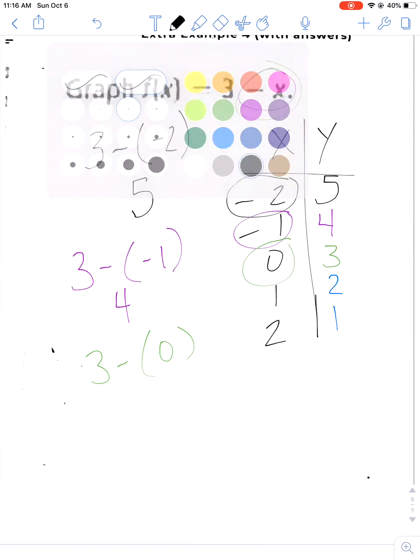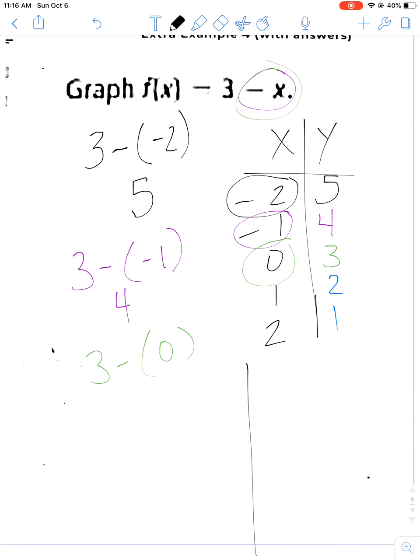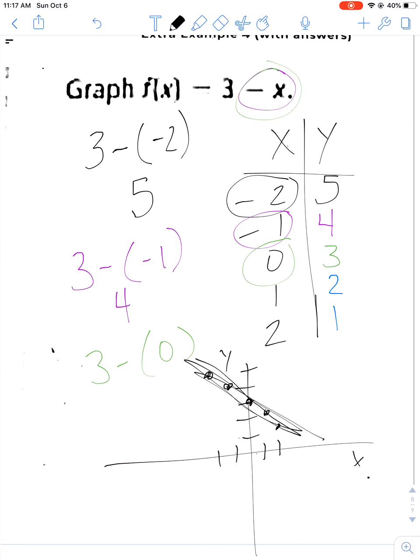Now let's plot those points. Again, this is your x, and this is your y. So I should have -2 on the x, 1, 2, 3, 4, 5 on the y. Then I should have -1, 1, 2, 3, 4, 0 on the x, 3 on the y, 1, 2, and 2, 1. And there is the graph or picture of my function. And as you can tell, I'm really good at drawing.